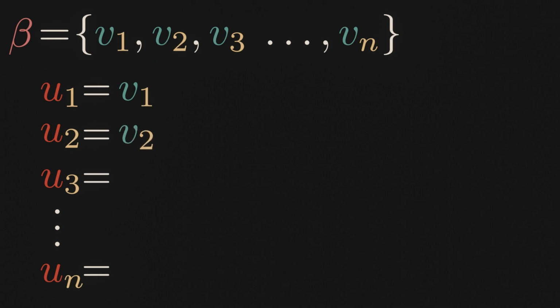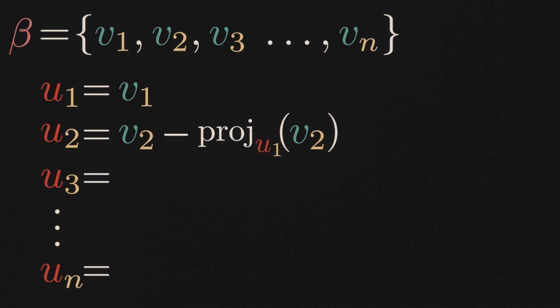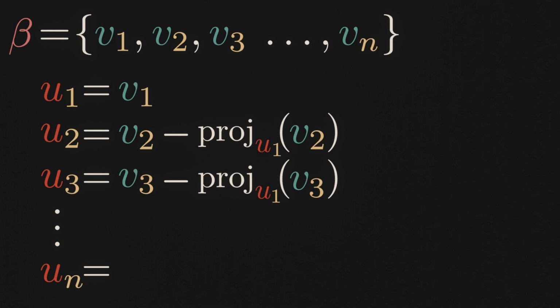Now, for u2, we will start at v2. And then we need to remove the component of v2 which goes in the same direction as u1. We will project v2 onto u1, which gives us the part of v2 which is parallel to u1. Then we subtract that from v2 to get a vector orthogonal to u1. Similarly, for u3, we will start at v3, then subtract v3 projected onto u1, and then v3 projected onto u2. This vector will be orthogonal to both u1 and u2.